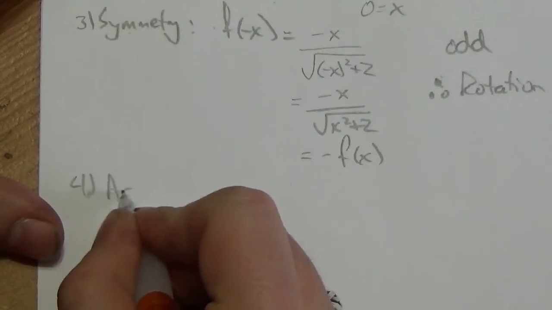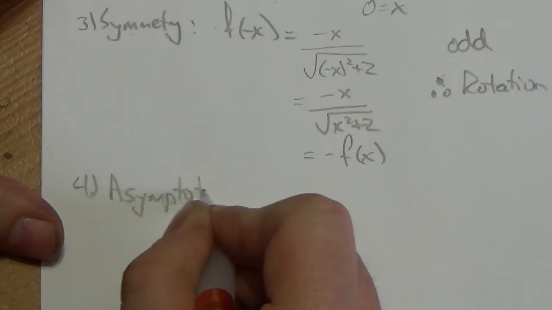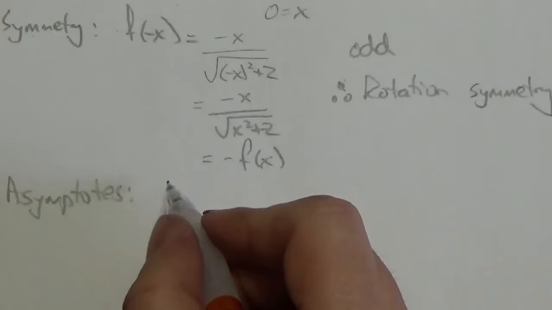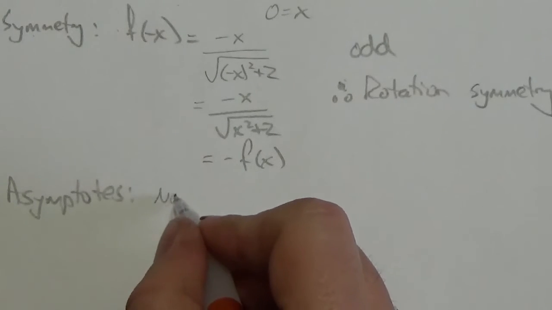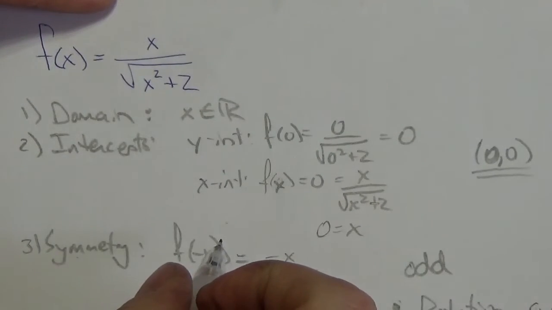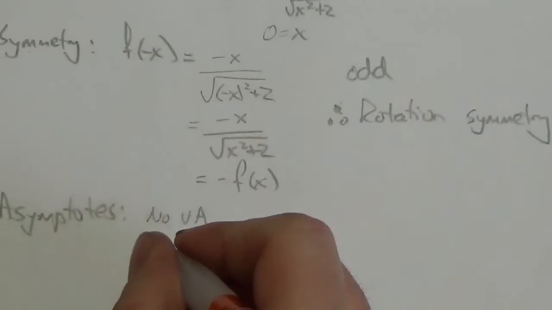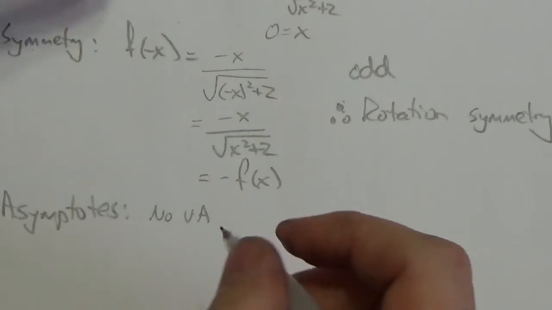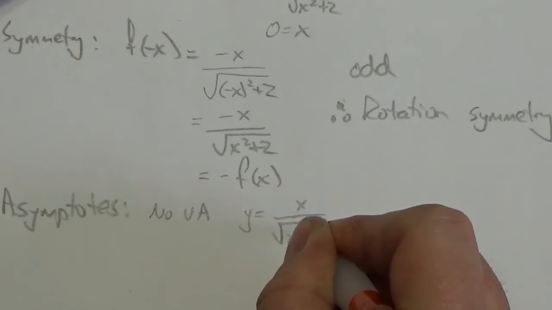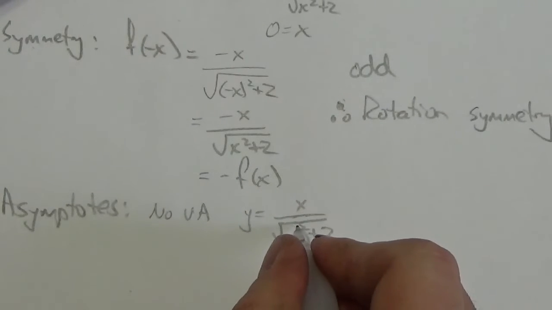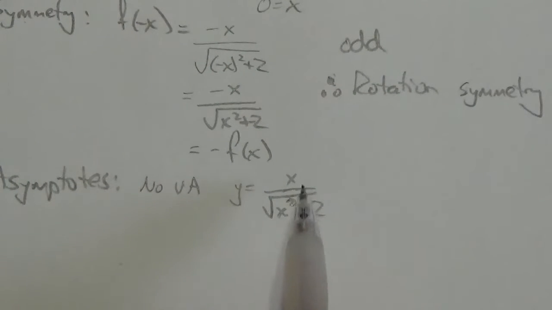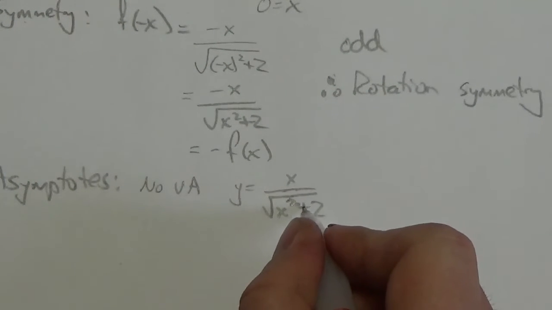4, asymptotes. This is a rational, so I am going to be expecting an asymptote here. Now, it's going to have no vertical asymptotes, because the denominator doesn't go to 0 here. But have a quick look at this. Notice that the degree, and actually I'll write the function out again here, notice that the degree of the numerator and the denominator really are the same.